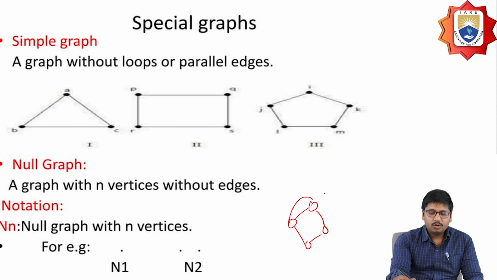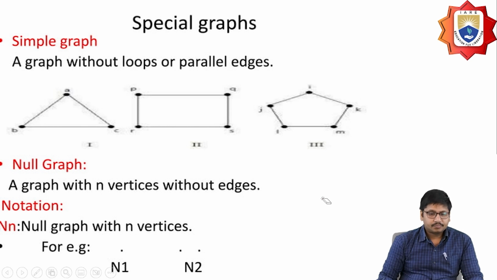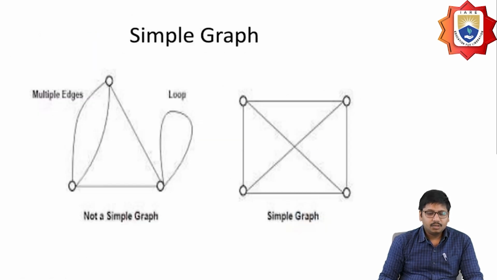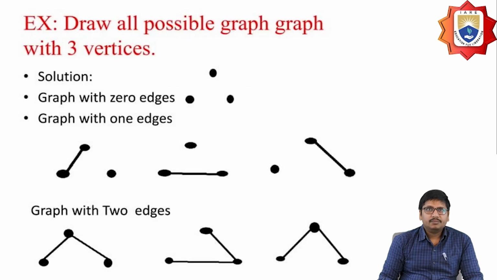Whenever I have multiple edges, that should not be a simple graph. A null graph is the graph with n vertices without any kind of edges between them. So this should be the example of a simple graph and a non-simple graph.